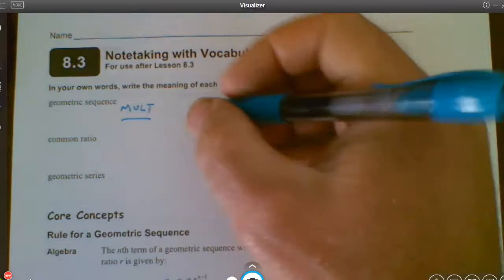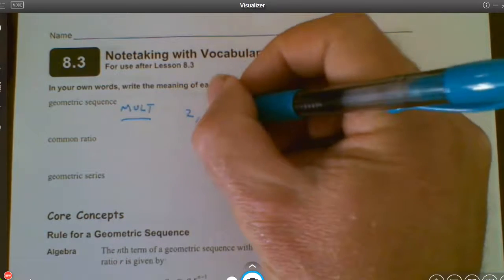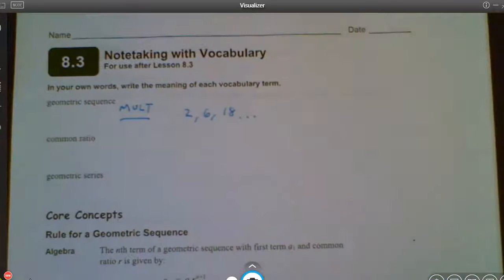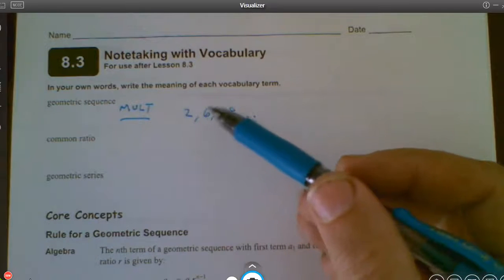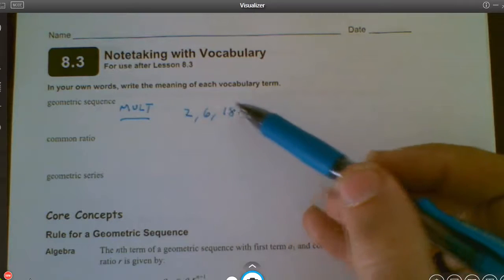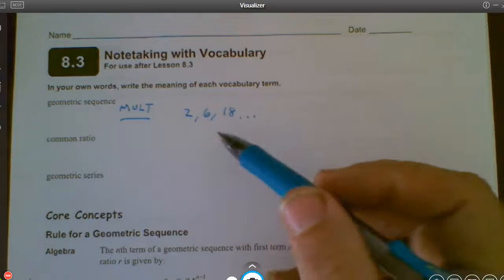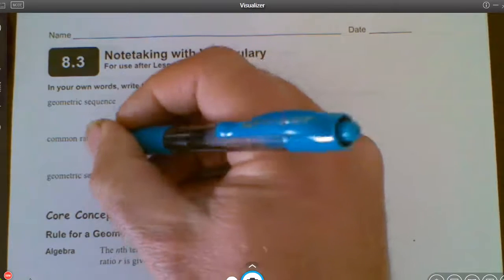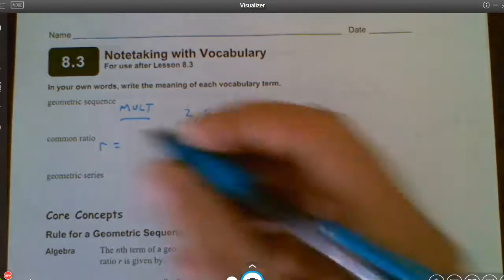So let's say our pattern was, let's just say that was our pattern. Can you see what is being multiplied to get the next term? You can see that it multiplies by 3 in order to get the next term in the sequence. Whatever it is that is being multiplied, we call that our common ratio. So in this case, our common ratio would be the 3 that is being multiplied.